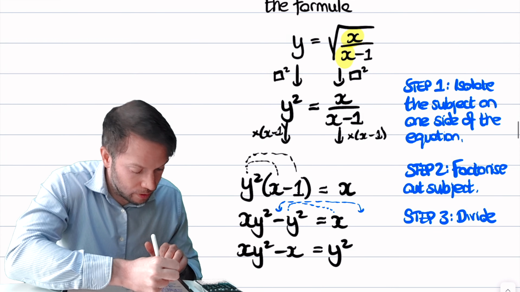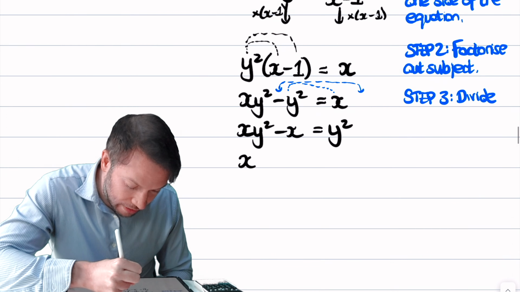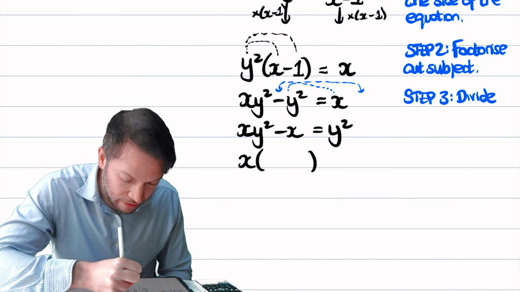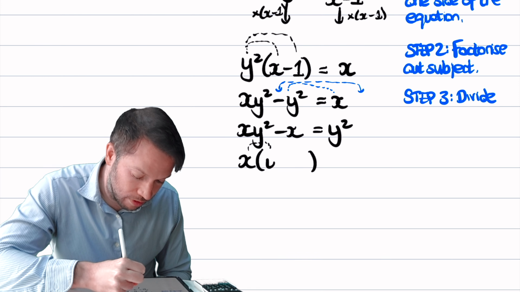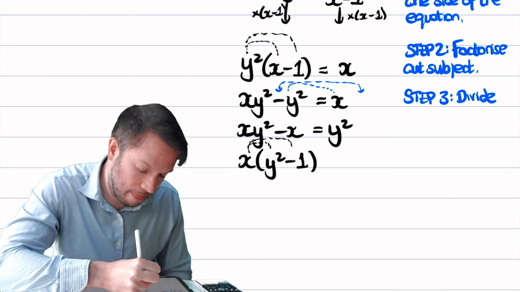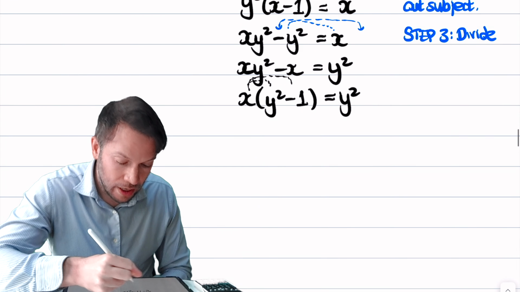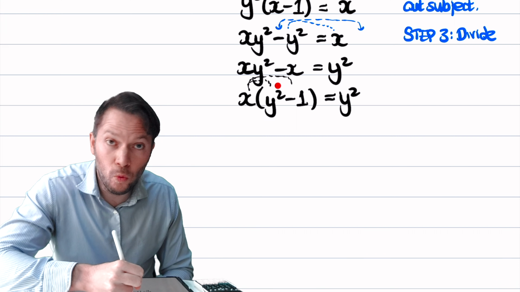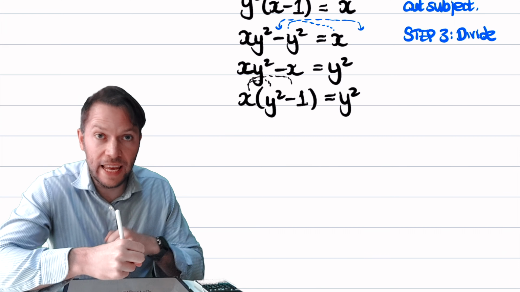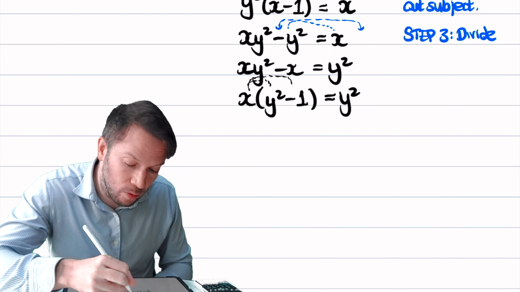So now we do step 2, factorize out the subject. So we factorize out x, put a bracket, x times what is xy squared, what's y squared, x times what is minus x, well, it's minus 1. And then the final step, it says, is to divide appropriately. So x has currently been multiplied by all of y squared minus 1. So to get rid of the times by y squared minus 1, we do the opposite. We divide by y squared minus 1.